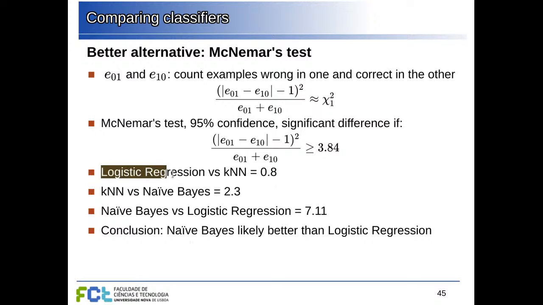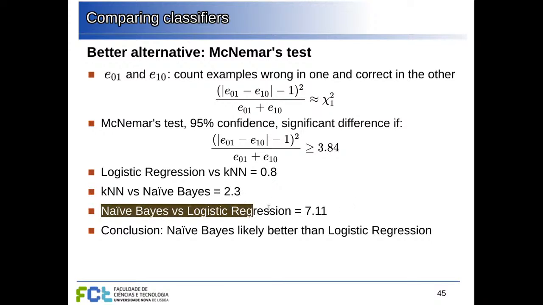If we compare logistic regression with k nearest neighbors, we get a 0.8, so it's far below this threshold. This means that they have no statistical differences. They are behaving statistically the same. The same if we compare k nearest neighbors with naive Bayes, but when we compare naive Bayes with logistic regression, we get a number larger than 3.84. So we can say with 95% confidence that these two classifiers are behaving differently. They are making different mistakes, different numbers of mistakes, so they are not doing the same thing.